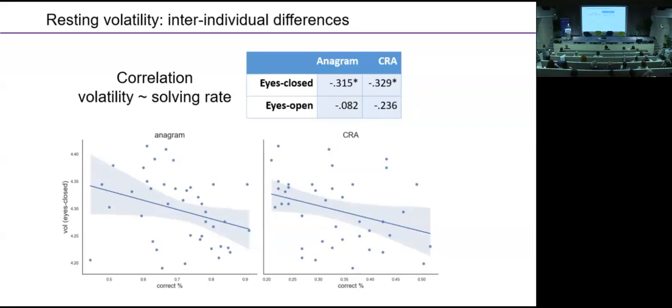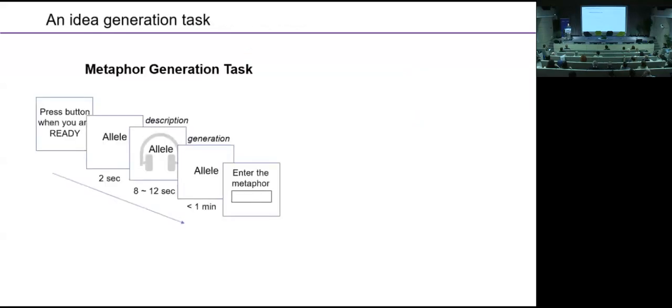So far we have some findings that volatility is indeed associated at both inter- and intra-individual levels with problem-solving performance. But does all that generalize to idea generation? For this question, we have a new study. We use the metaphor generation task, which was already mentioned also. In each trial, you first listen to a short description of a science concept, like allele is one possible version of a gene, and then you are asked to generate a metaphor for allele: what allele is like, with EEG data recorded.